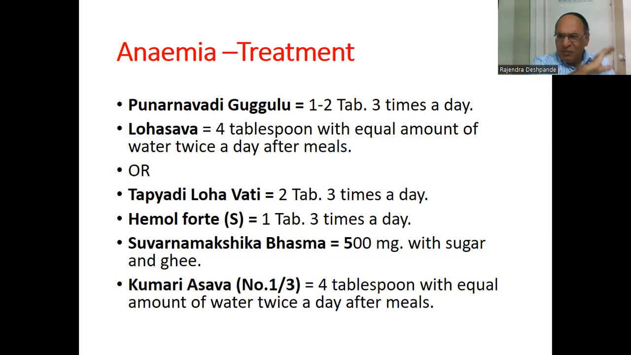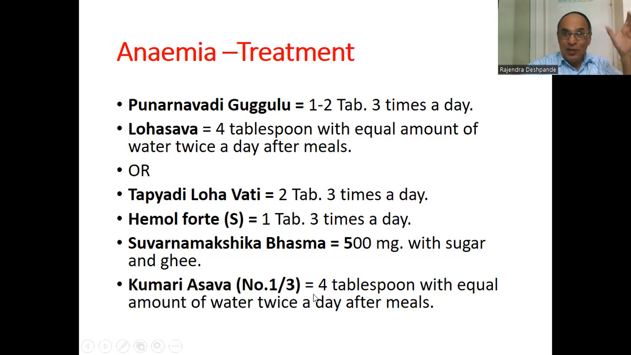And which is the best medicated ghee? Dadimadi Ghrita. Please write down Dadimadi Ghrita for each and every patient, even for hemophilia, yes, even for idiopathic thrombocytopenic purpura, ITP. You use it, Dadimadi Ghrita. You will get benefited. Okay?